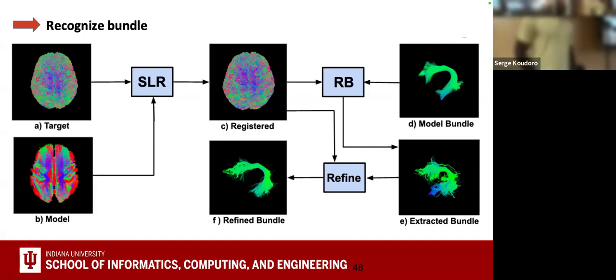So we use the DiPy SLR to make sure that we are in the same space as a model. When we are aligned and in the same space on a register, this is where we can start to use RecoBundles. So what does RecoBundles do? We use the model. We have all the tracks.